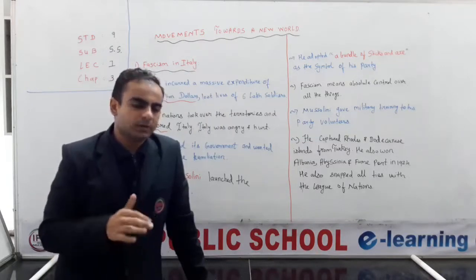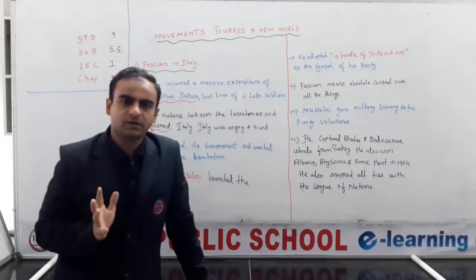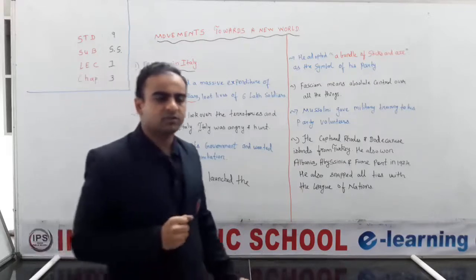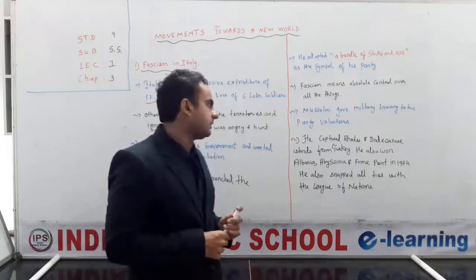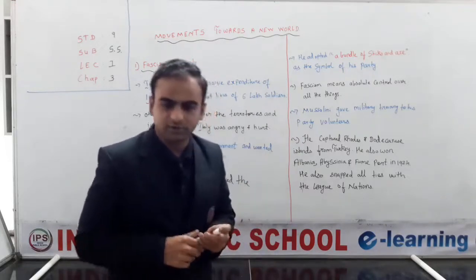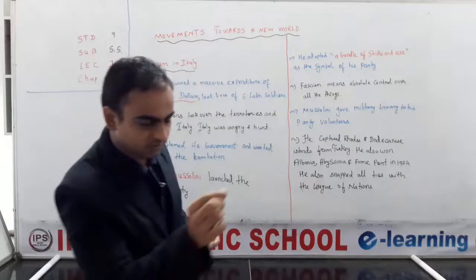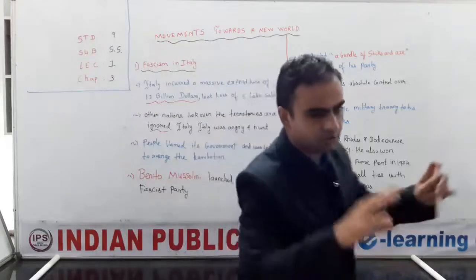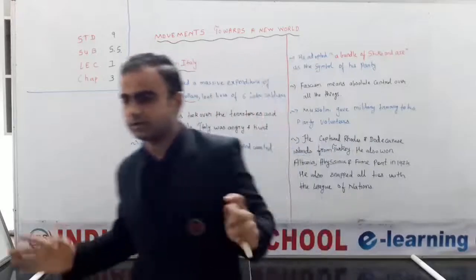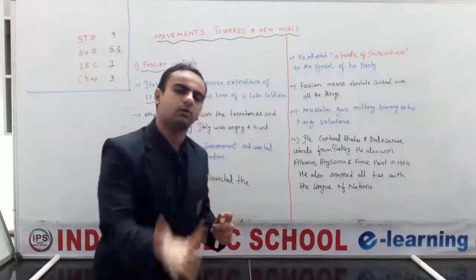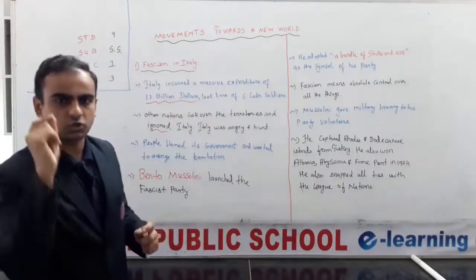Right? So Benito Mussolini was one such figure, and this figure was given rise by the world itself because the world completely ignored Italy. So Benito Mussolini launched the fascist party. The word fascist comes from fascismo, which means absolute control over all things. No democracy, nothing. You don't have any rights. Whatever the government says, you have to do, because absolute control means total control.